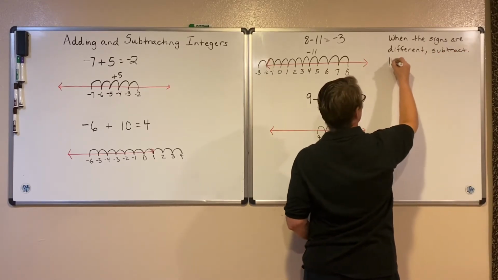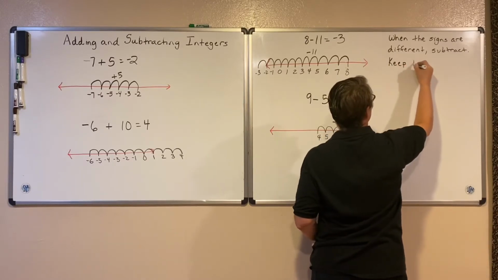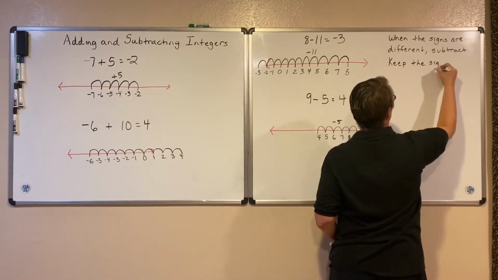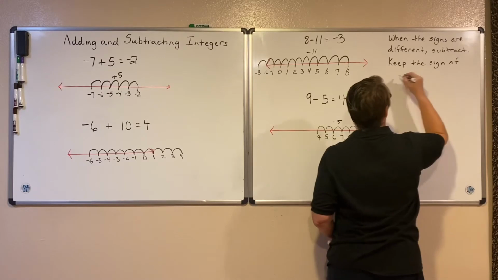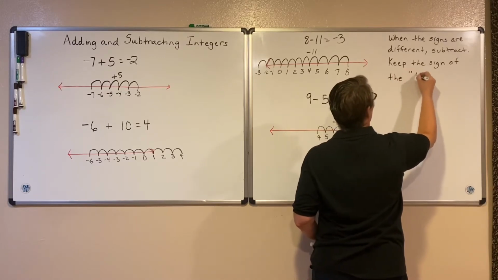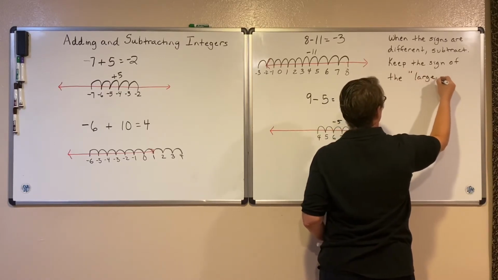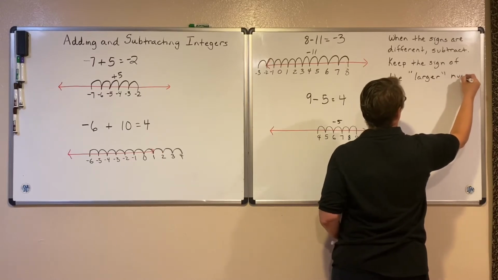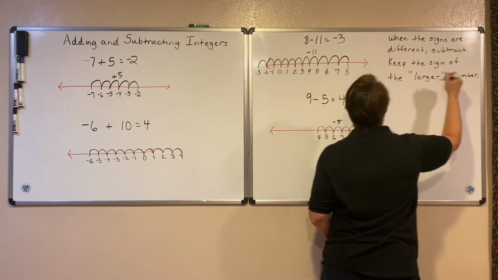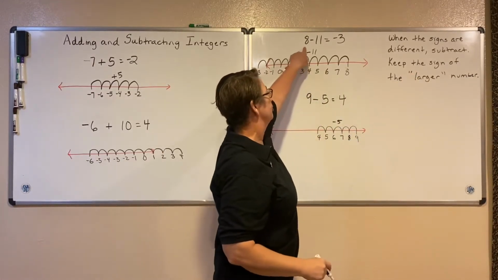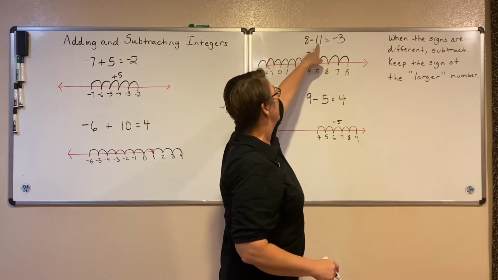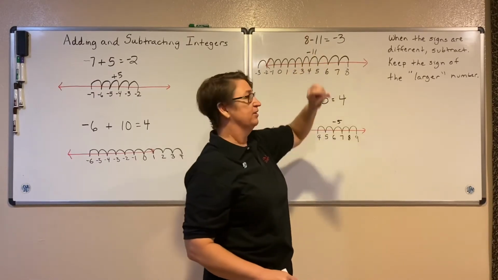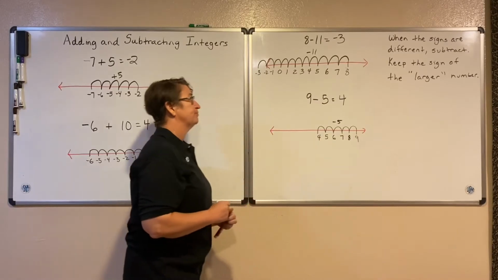Then keep the sign of the larger number. And I put larger in quotes because really 8 is larger than negative 11, but 11 is bigger than 8. So that's what I mean by larger number.